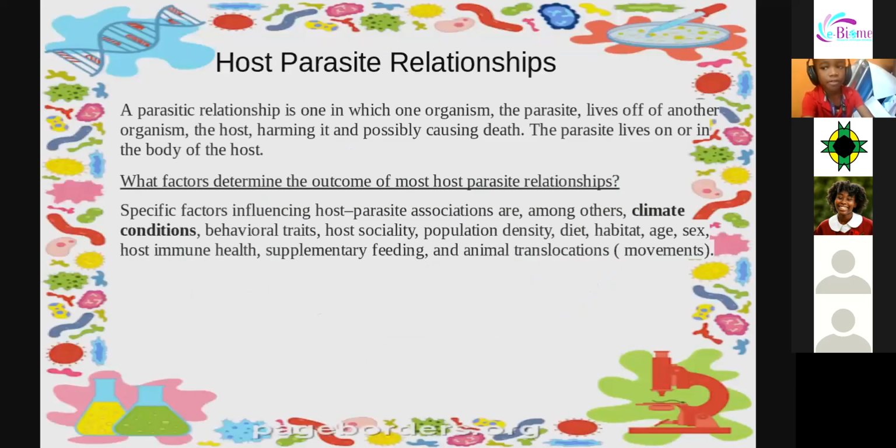So let's look at host-parasite relationships. We only have 1 minute. So a parasitic relationship is one in which one organism, the parasite, lives off another organism, the host, harming it and probably causing death. So the parasite lives on or in the body of the host. Anyone know any common parasites?